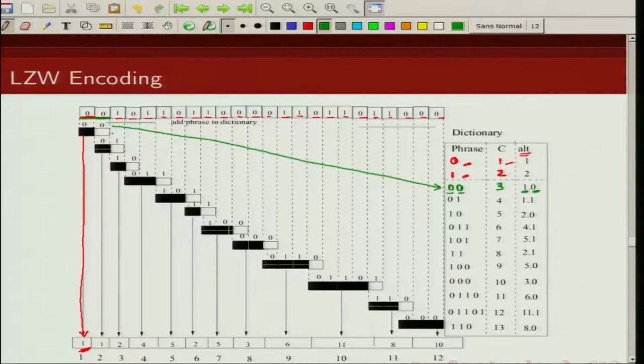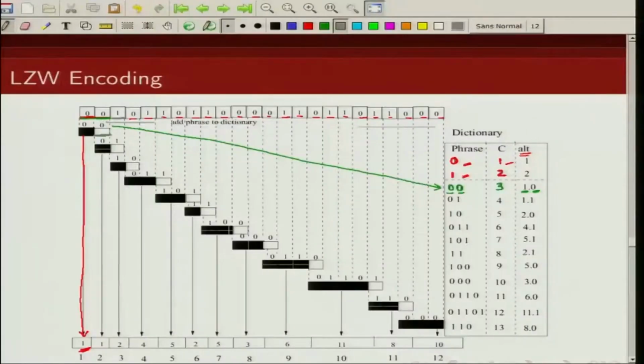Now, we put 0 0 in the dictionary. So now let's look at 0 here. The next bit is 1. 0 1 is not there in the dictionary, so I can only encode 0. Please note, I am trying to find the largest phrase which is already in the dictionary, and that I am encoding. Since 0 1 is not there in the dictionary, I will only encode 0. And 0 is my code word 1. So this will be coded as 1.